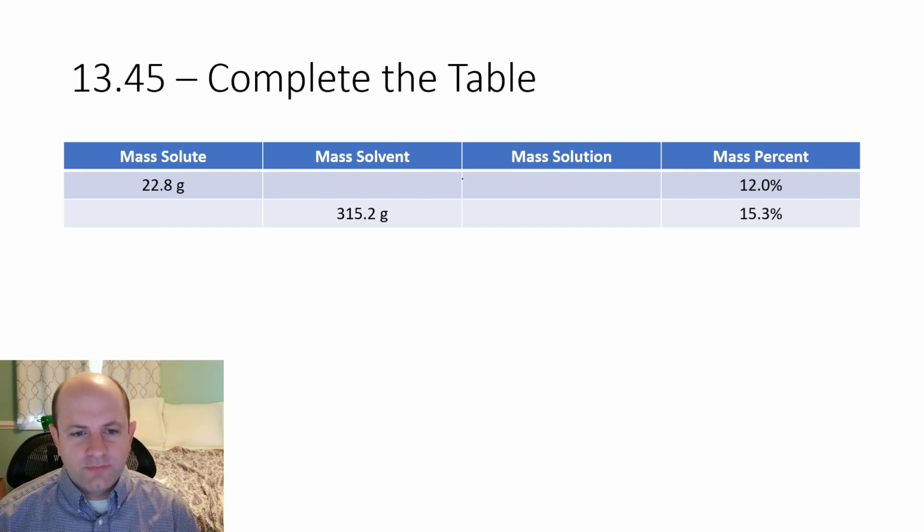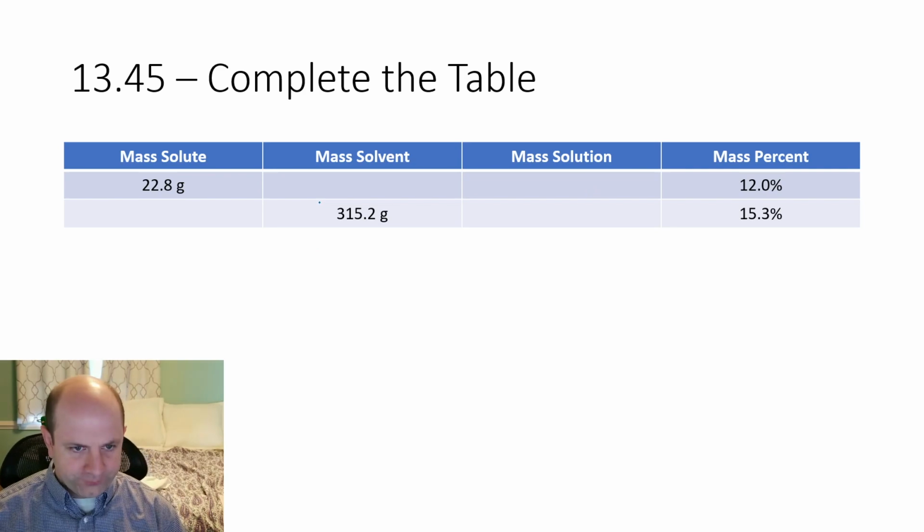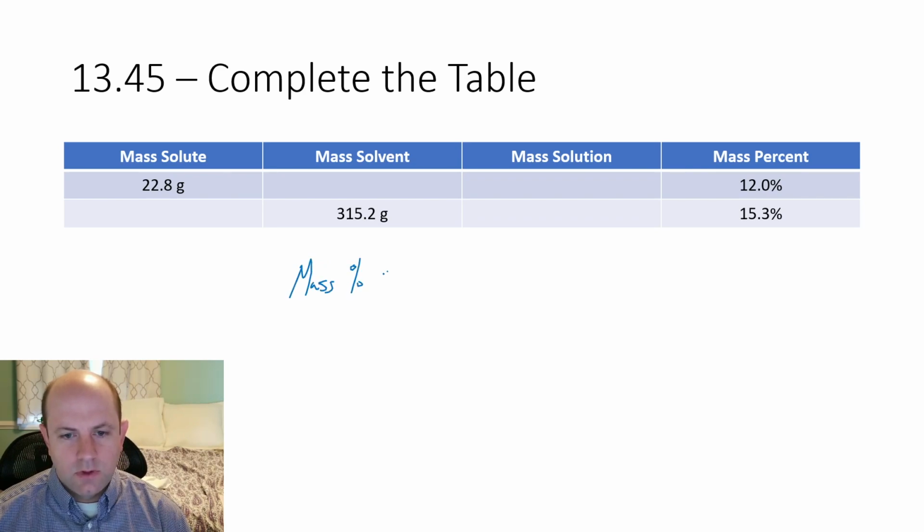So 13.46. Two problems here where we're given two pieces of information and we're asked to find the other two in the table. Here we're given grams of the solute and the mass percent, but we don't have the solution or solvent. So we'll say, okay, mass percent is always equal to the solute over the total solution times 100%.